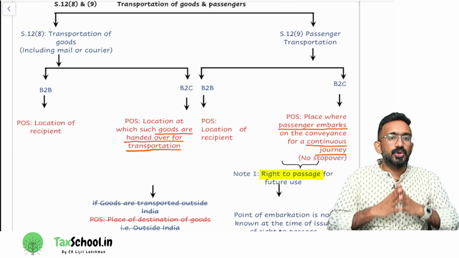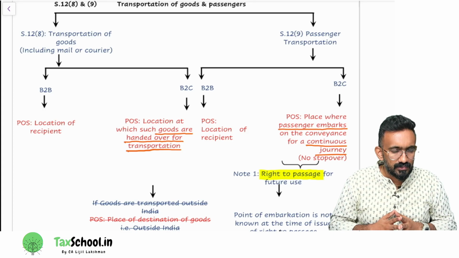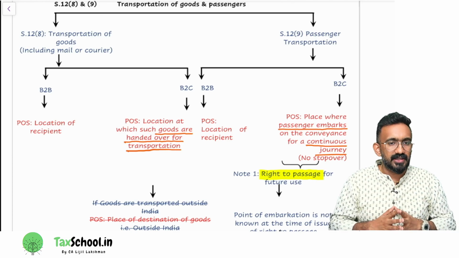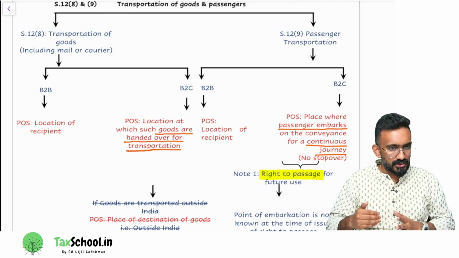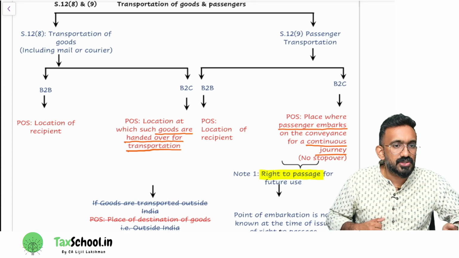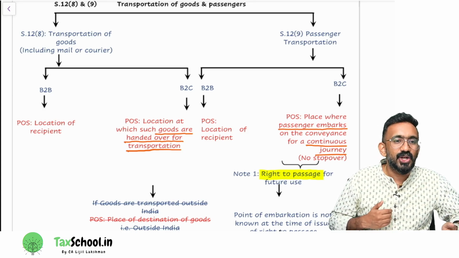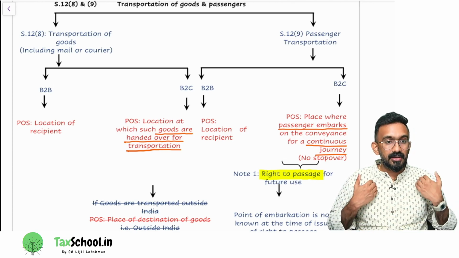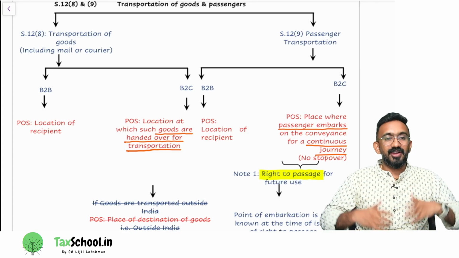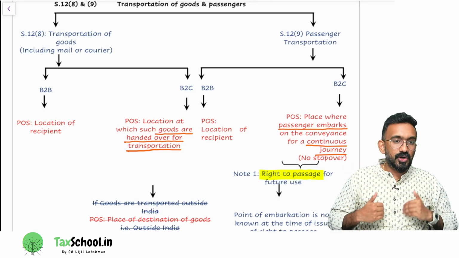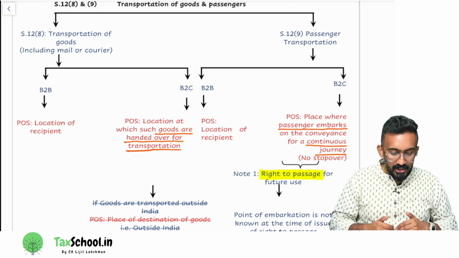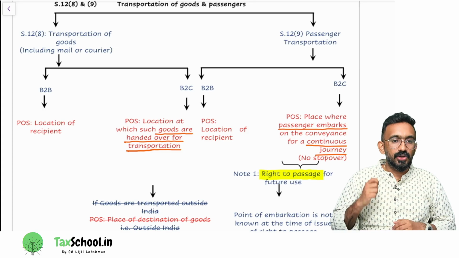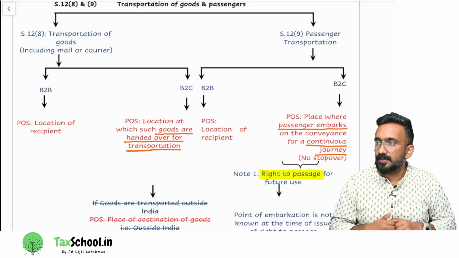Say an academy is booking the ticket for their faculties and Indigo is providing the service. Supplier is Indigo, registered. Recipient is the academy, which is registered. B2B. What will be the place of supply? Location of recipient. What if the booking is done by the faculty for his personal use, for a vacation? Say I'm going for a vacation from Kochi to Delhi. I booked an Indigo flight, Kochi to Delhi. What will be the place of supply? It is B to C.